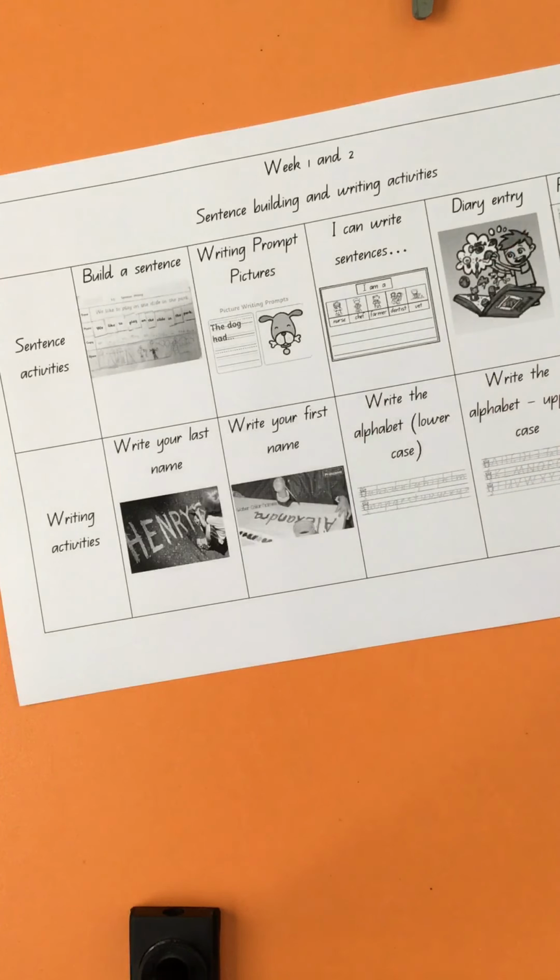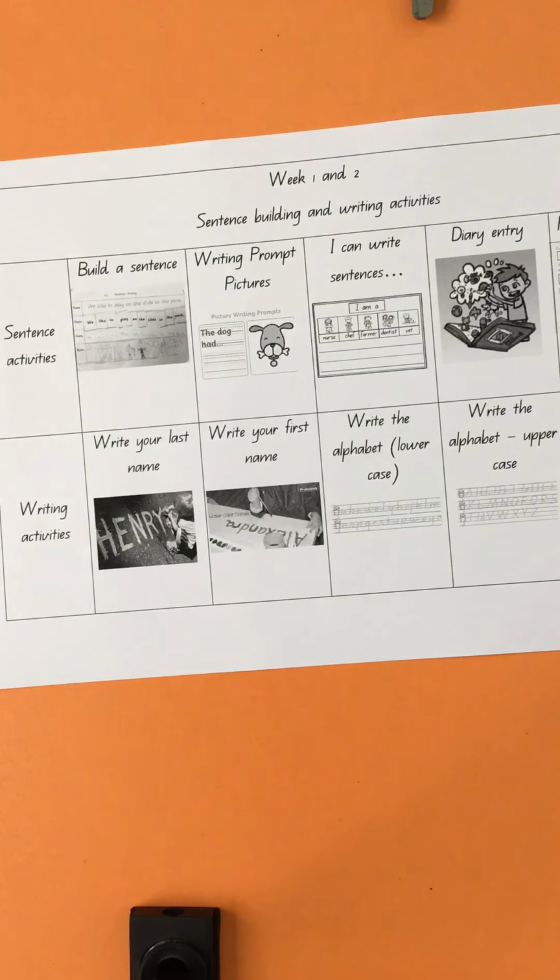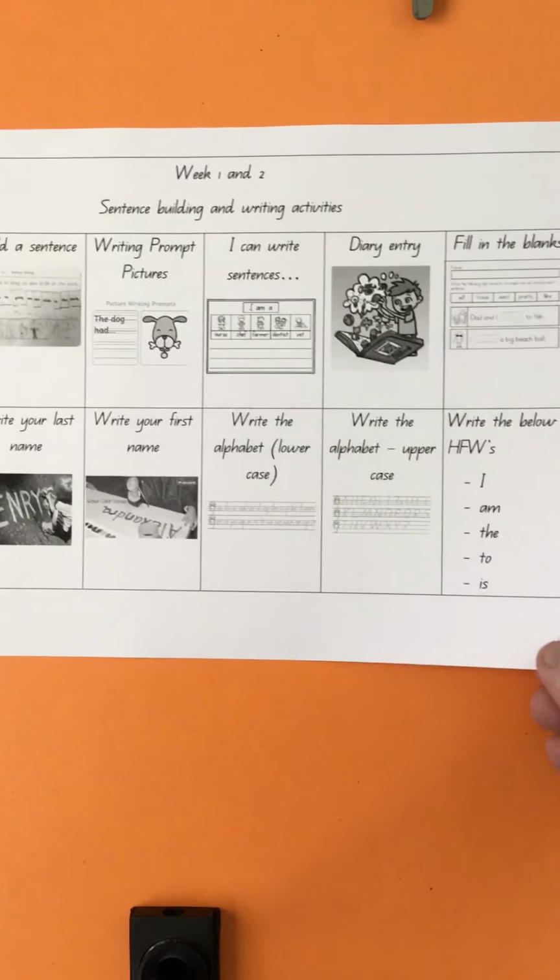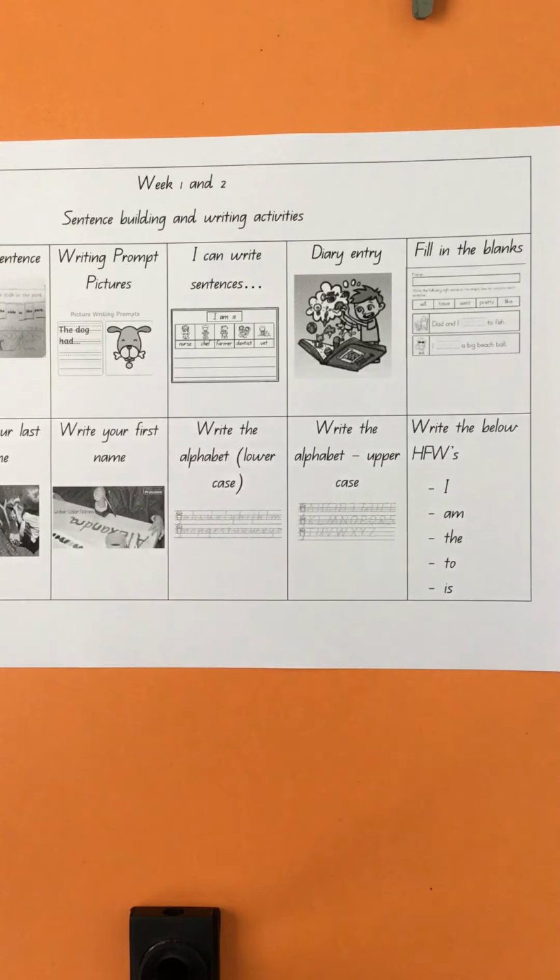Next one, diary entry. Pretty simple. Take a photo of something you've done during the day, and the kids just write a sentence. Today I played in the garden. It doesn't have to be long. It could be two sentences if your child really wants to. It's up to you how long or how short you want the diary entry to be. Probably best to be done either before or after lunch, or even in the afternoon.